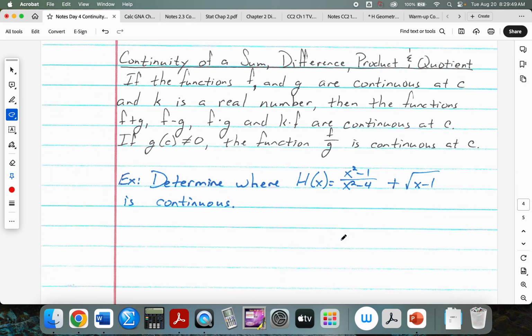So, continuity of a sum, difference, product, and quotient. If the functions f and g are continuous at c, and k is any real number, then the functions f plus g, f minus g, f times g, k times f are all continuous at c, no matter what. Provided that g of c is not equal to 0, the function f over g is also continuous at c.